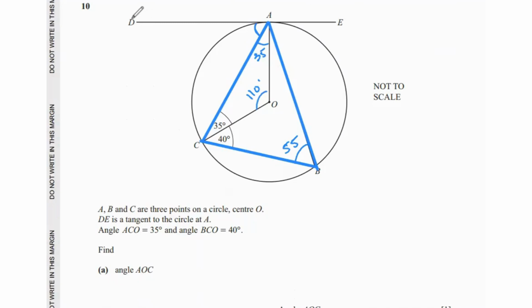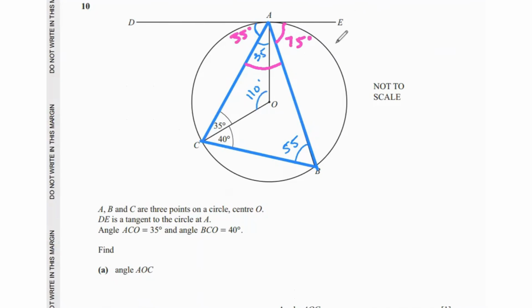Similarly, the sum of angles in a straight line is also 180. As you can see, both the line and the triangle are sharing an angle which is angle A. This angle is common between both the line and the triangle. Hence, if this is 55, this is also 55. And this is 35 plus 40, which is 75. So this will also be 75.